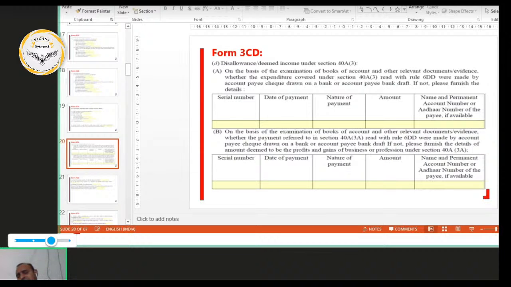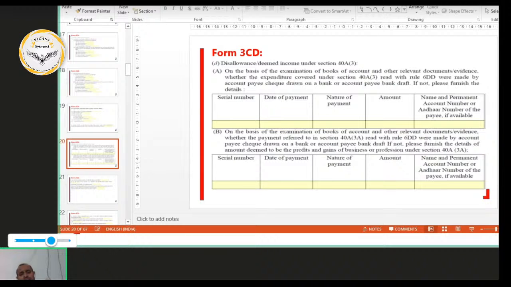Then 40A(2)(b), payment to relatives. You need not quantify whether it is allowed or not. Just give, so far as clause 23 is concerned, what is the payment made to the person of the nature specified under 40A(2)(b). That has to be given. Then amounts deemed to be profits and gains under various sections: 32AC, 32AD, 33AB, 33ABA, 33AC. These sections talk about if the conditions given therein are not complied with, then it will be treated as a deemed profit. That profit you have to give here.